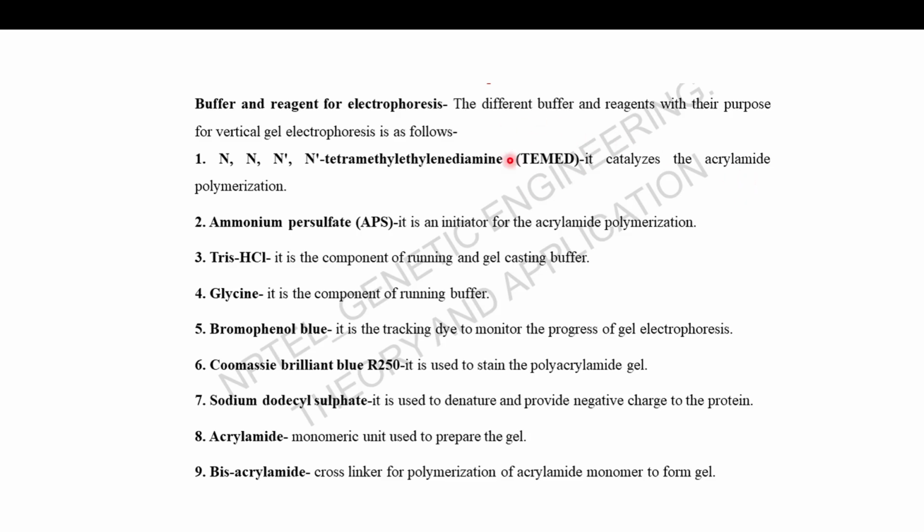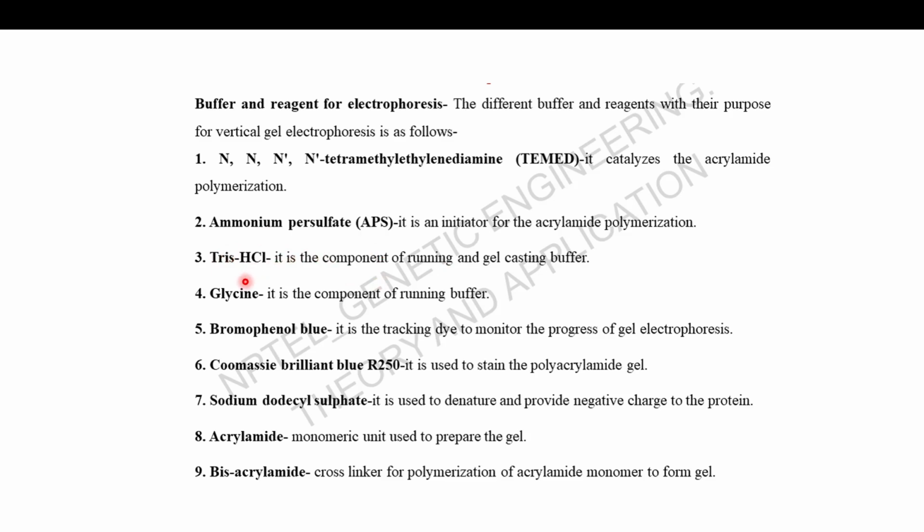Okay, now TEMED, this particular catalyst, actually speeds up the polymerization process. Okay, and there's APS, or ammonium persulfate, which provides radicals for acrylamide polymerization. Okay, then there's Tris-HCl, which is the component of the running and gel casting buffer, and the buffer can be of different pH.